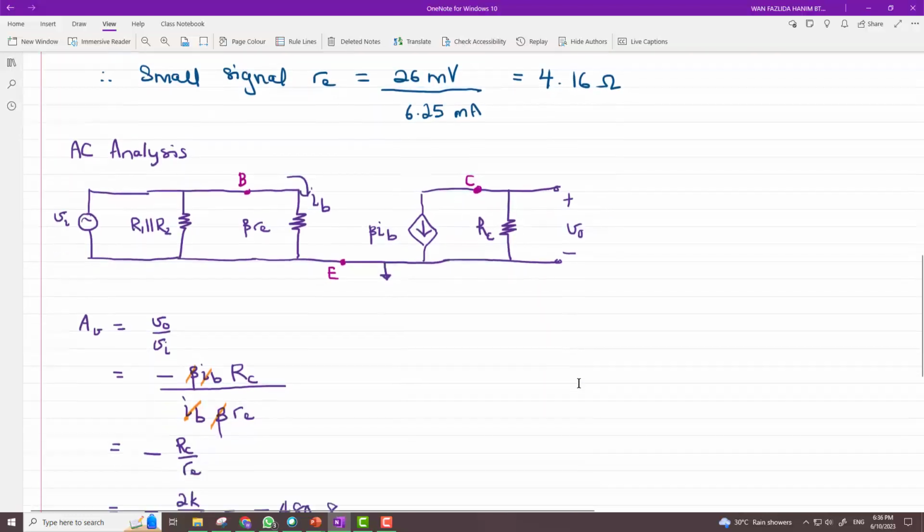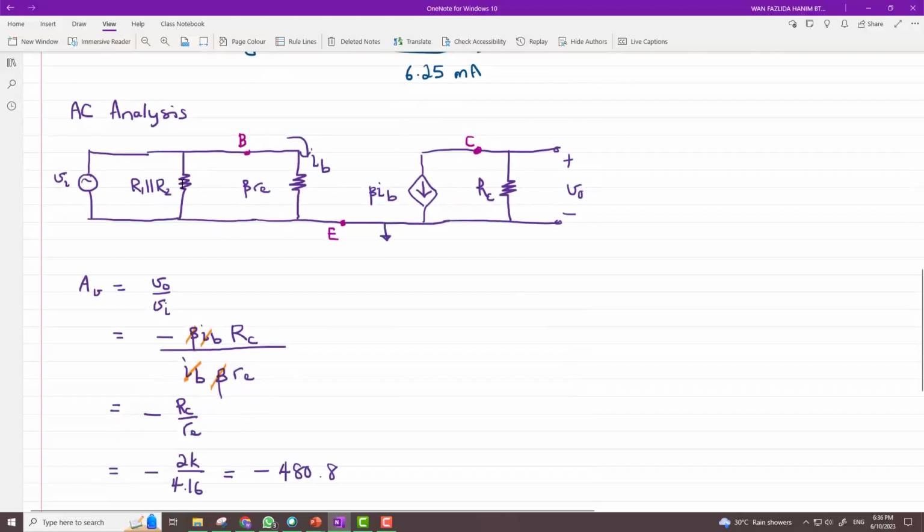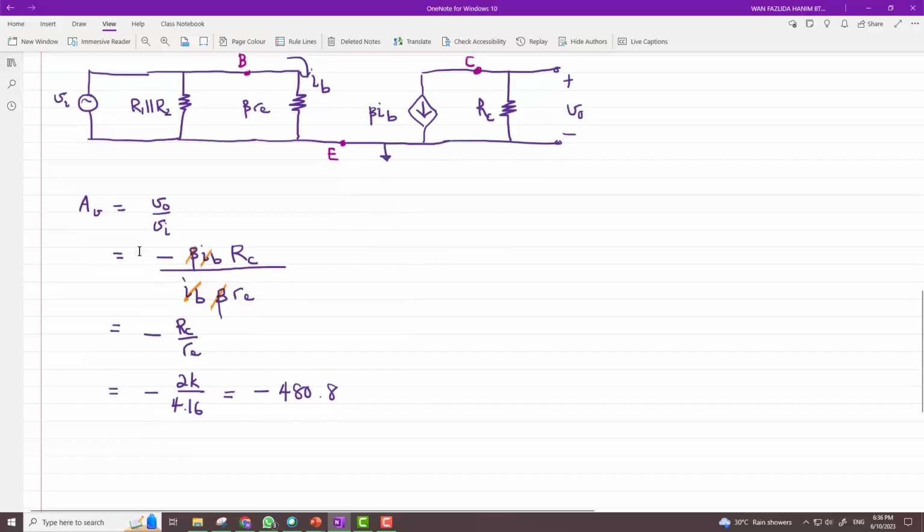Now when I do my AC analysis, R1 and R2 are in parallel. The BJT is replaced by beta RE and beta IB. R out is infinity, so it's not here. I have RC connected from collector to ground, because VCC has now become AC ground, and the emitter resistance is bypassed by the capacitor CE, so the emitter goes to ground. So finding an expression for AV is V out over V in, where V out is negative beta IB RC.